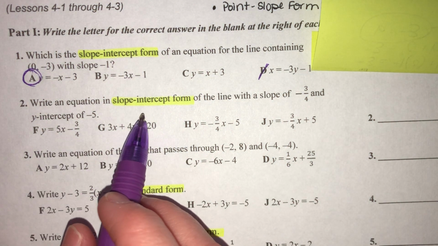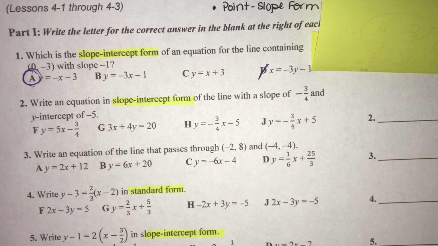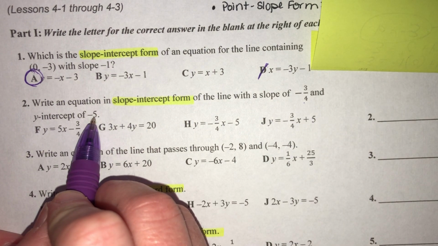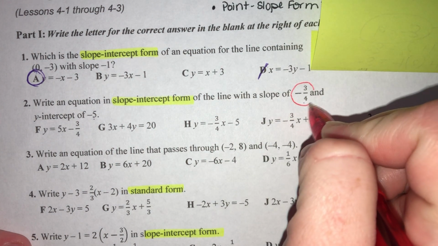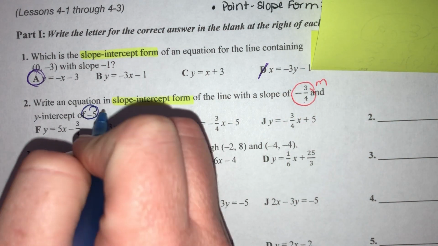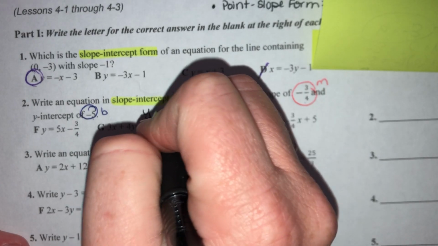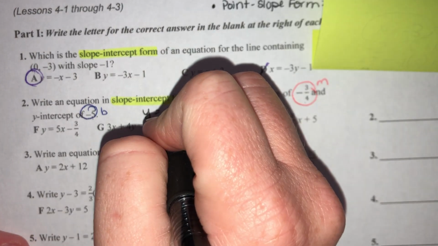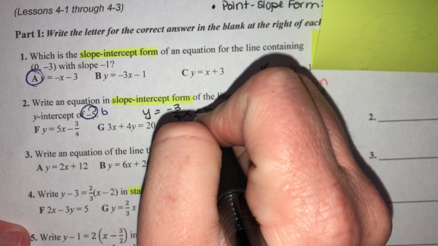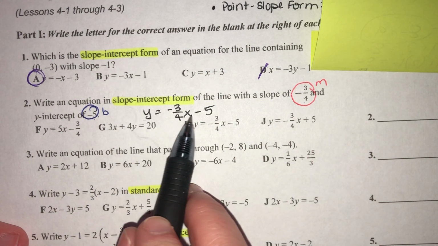Number 2, write an equation in slope-intercept form, same thing, of a line with a slope of -3/4 and a y-intercept of -5. So here it gives us m and b, right? Our slope is m, and our y-intercept is b. So now I'm just going to plug those in for my equation. So I've got y equals mx, -3/4x, plus b, and b is -5, so plus -5 or -5. So this is what my equation should look like.